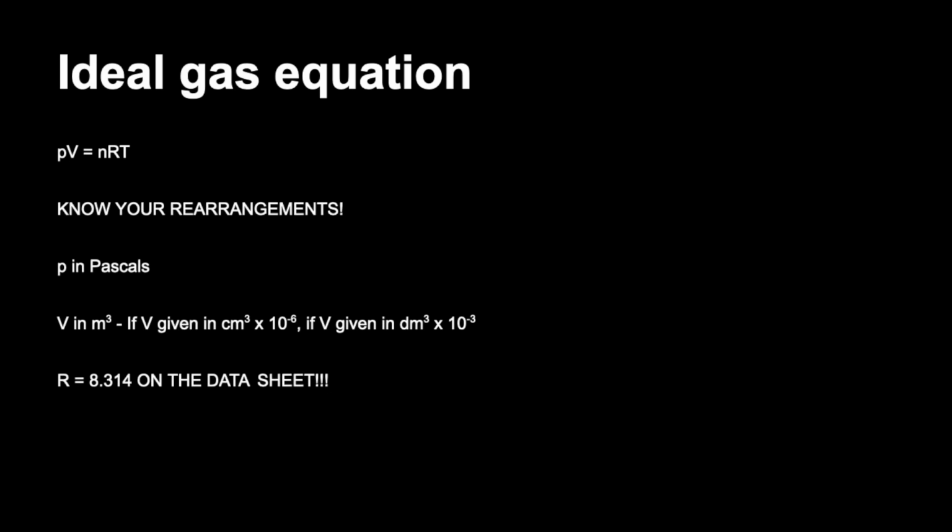R, the gas constant, 8.314, that's on the data sheet. So you don't have to remember that number, it's given. The temperature has to be in Kelvin. So if your temperature is being given in degrees C, to turn it into Kelvin, you add 273.